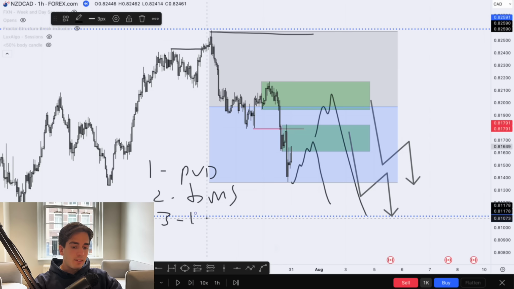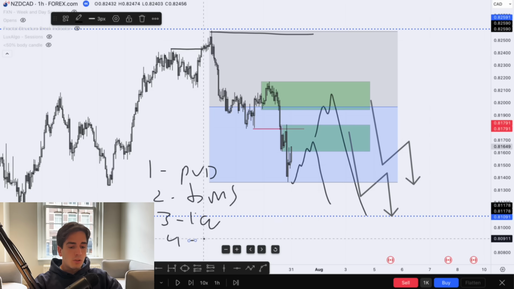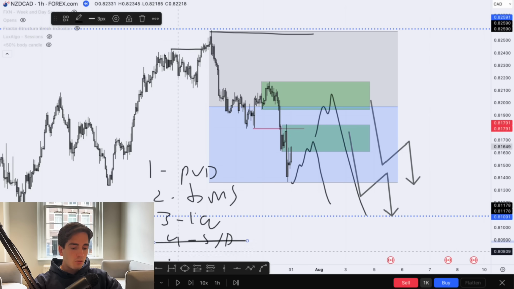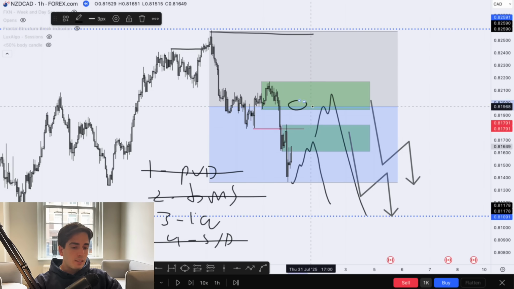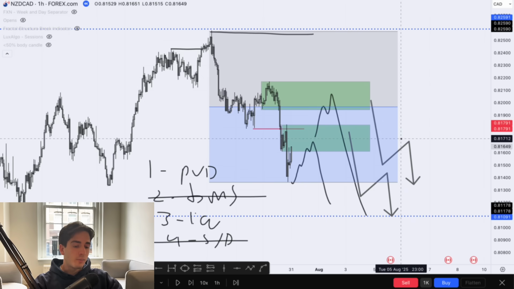Number 3, we need liquidity. And number 4, we need the overall supply or demand zone in itself. So we have two supply zones. So confluence point number 4 written in. We have the market structure that is bearish, so we're looking for shorts. PVD, this is the 0.5 fib. That's preferably where I want to be selling from.